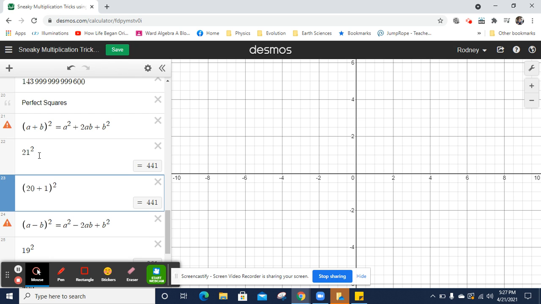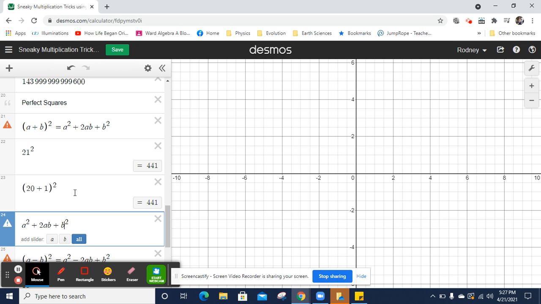Now, since the perfect square structure goes into this form, I can take this 20 and this 1, and I'll treat them as a and b. I'm going to copy this down here so that I have a structure to work with easily. So a is going to be 20. Wherever a shows up, I'm going to replace it with 20.